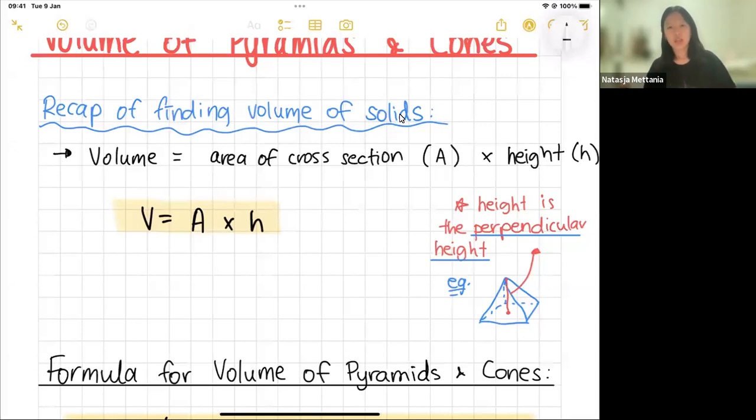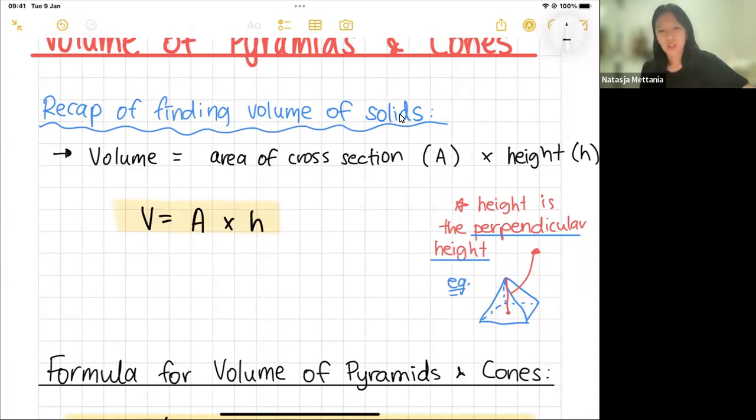Now, a shortened way to write this down, if you don't want to use your words, it'll be V equals a capital A, meaning area, times height. Now the height, again, it's very important to understand that it's the perpendicular height of a solid. So for example, in a pyramid, it'll be from the apex to the base, right? That is my perpendicular height. It's where it forms a 90-degree angle, okay?